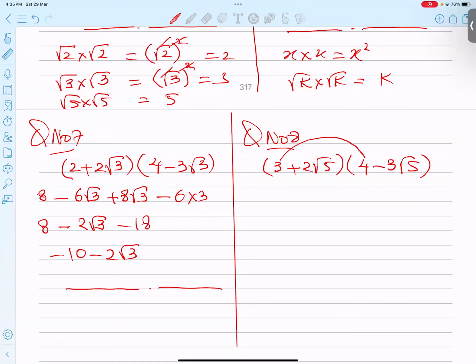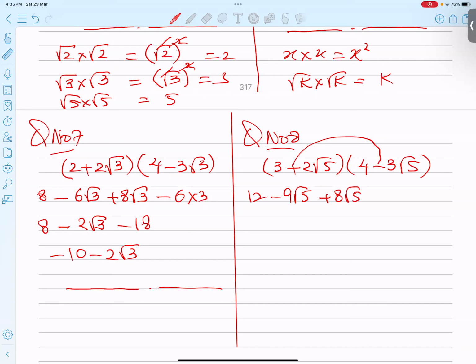3 multiply with the 4. 3 4s are 12. 3 multiply with this: I get 3 3s are 9 and root 5 as it is. So 2 multiply with the 4. 2 4s are 8, but root 5 will stay as it is. No change. So this multiply with that. So 2 multiply with 3. I get, but first the sign.